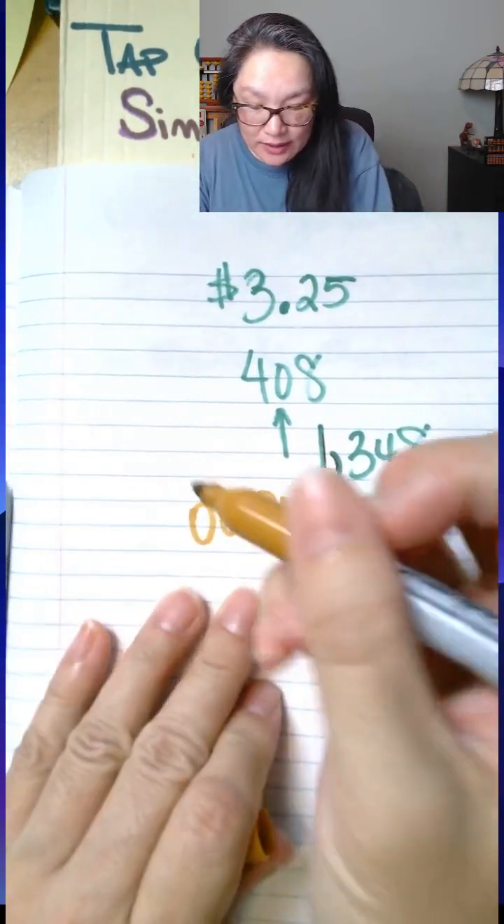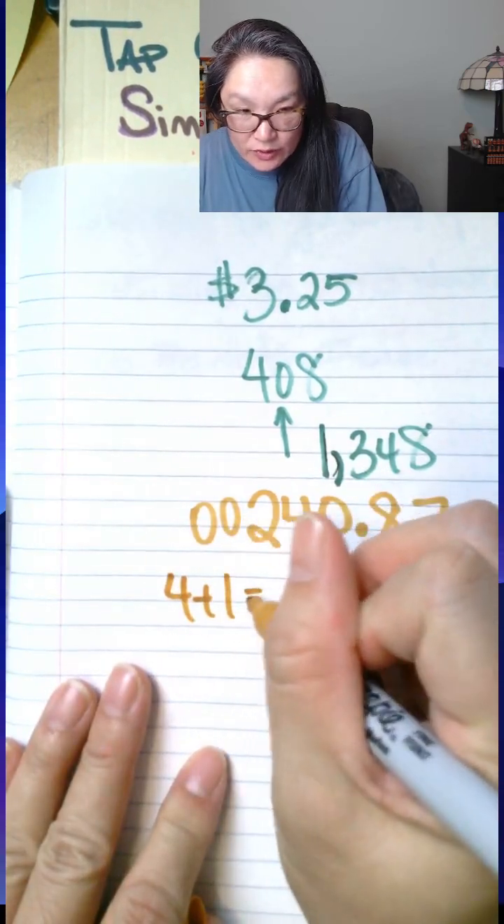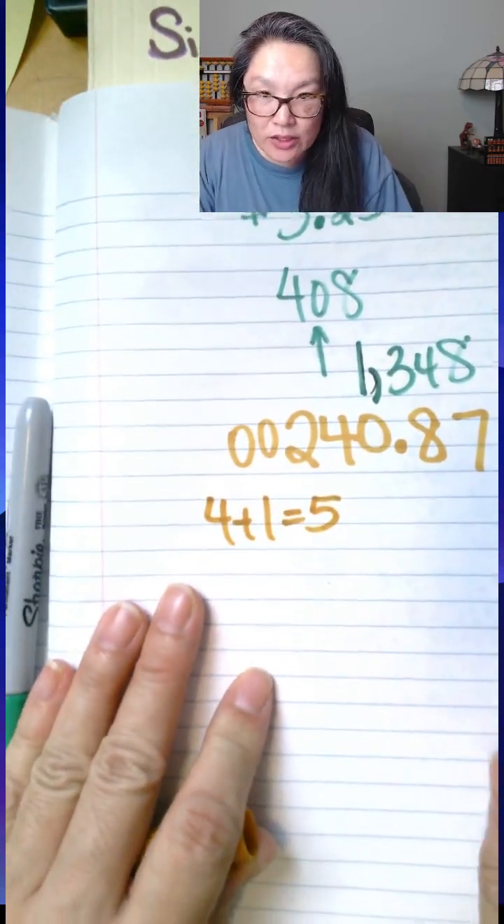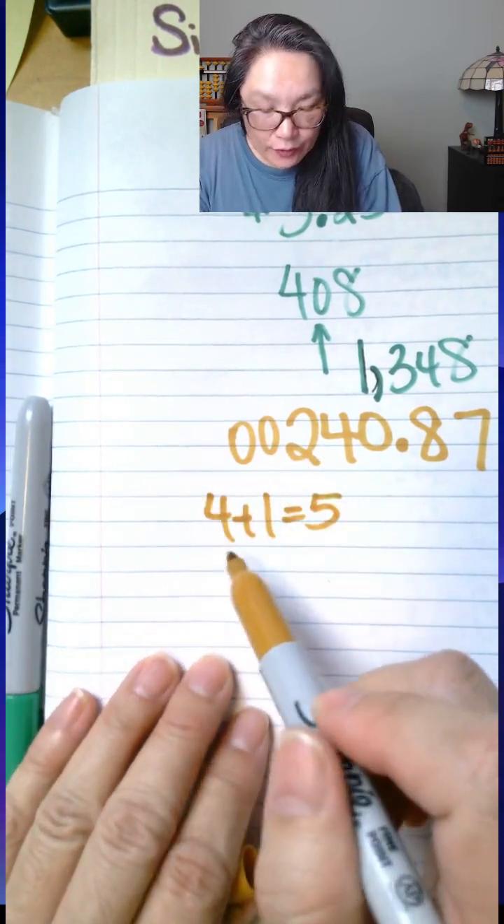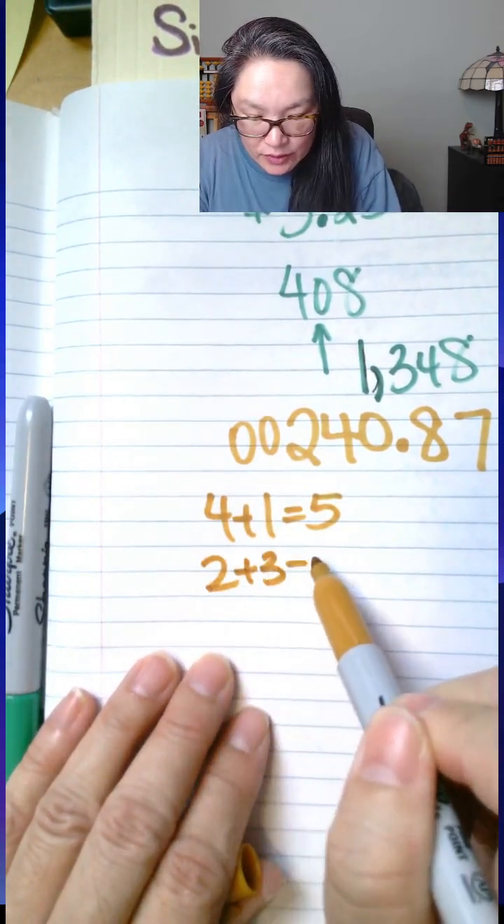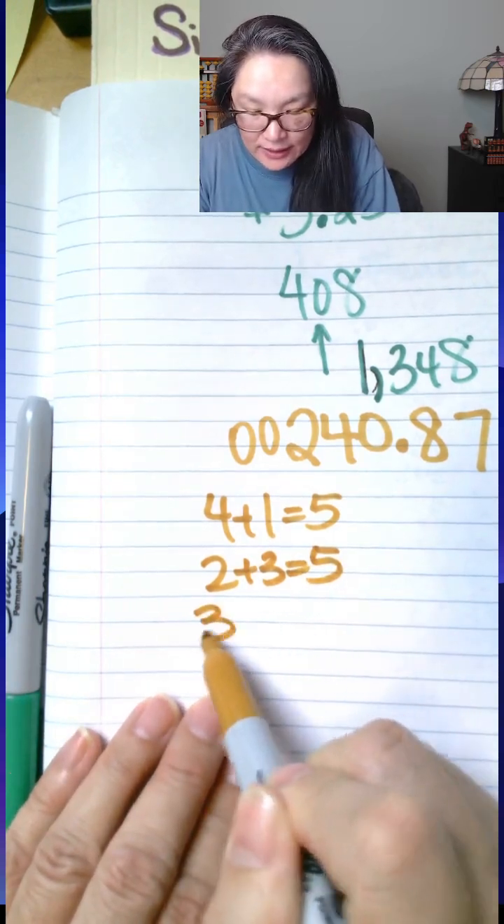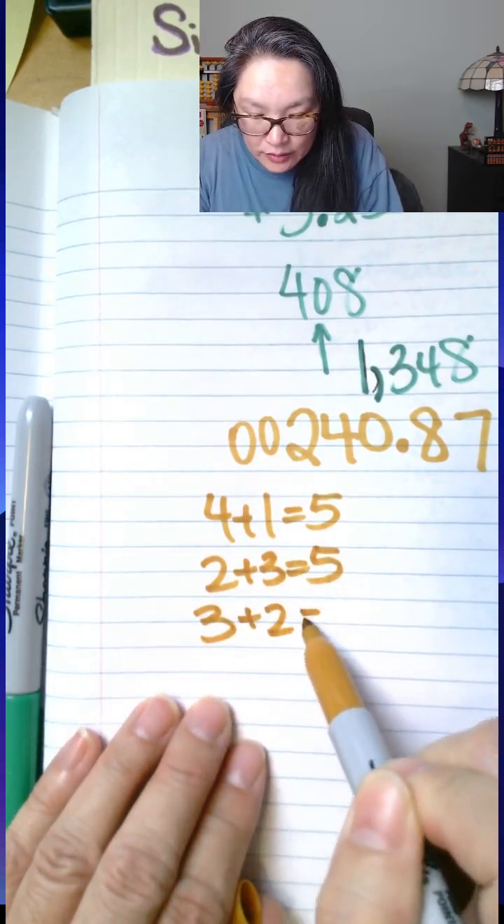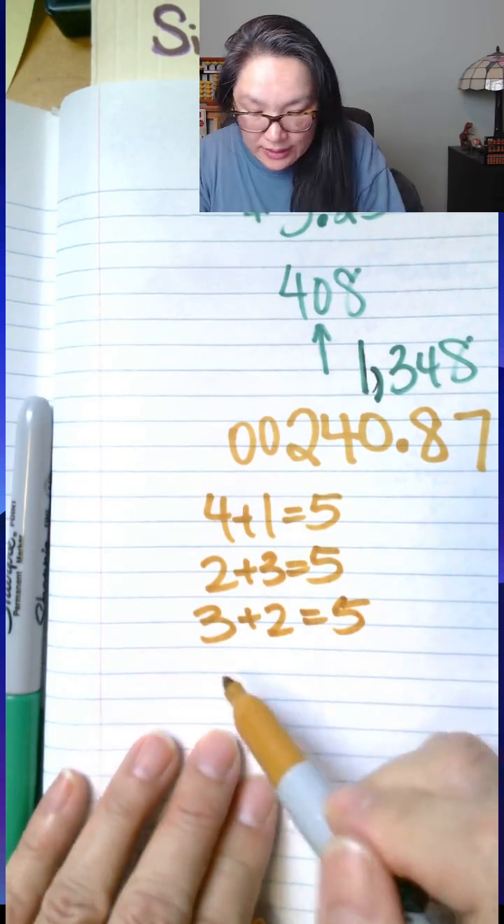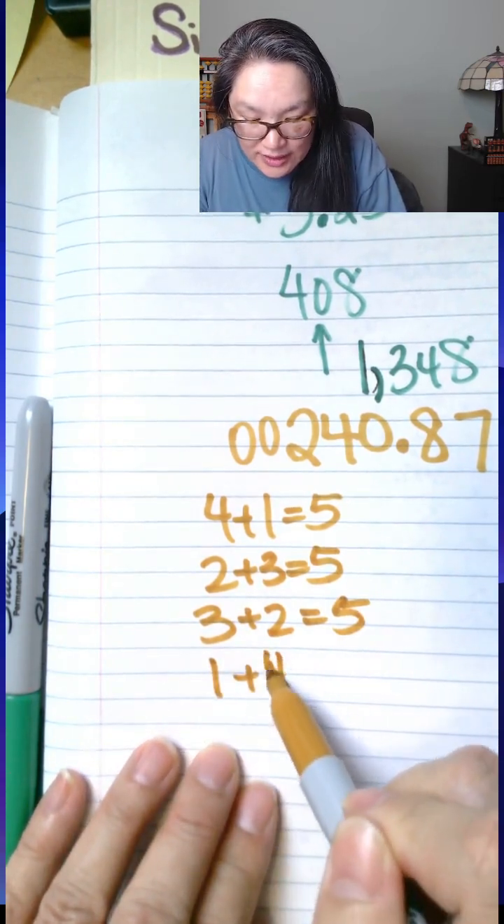Yes, Jasmine. 4 plus 1 is equal to 5. What else do we have? We have 2 plus 3 is equal to 5. Exactly. And exactly, Melinda, it's 3 plus 2, and then the other way, 1 plus 4. So this is how we make a 5.